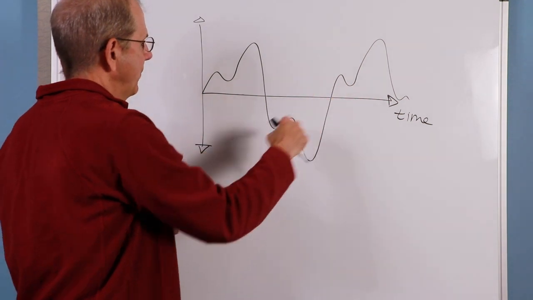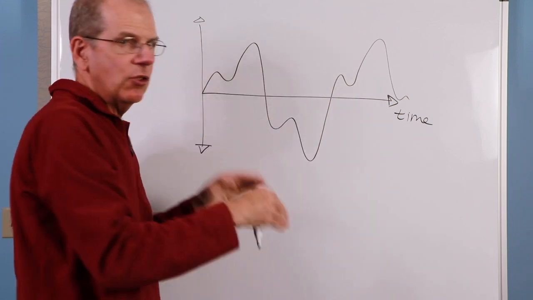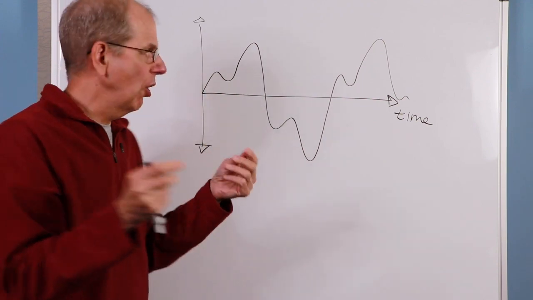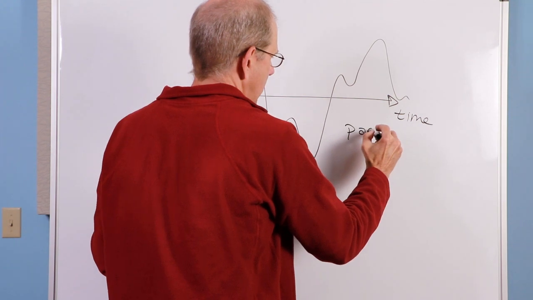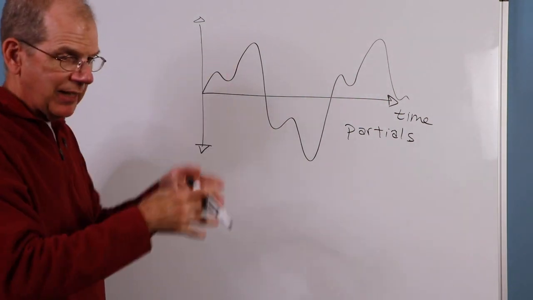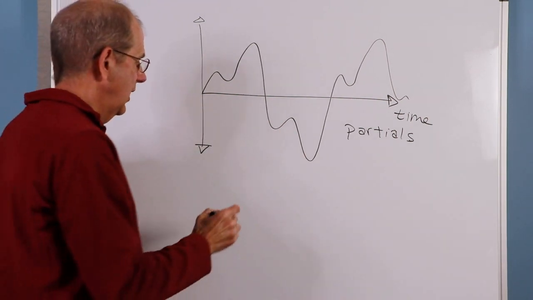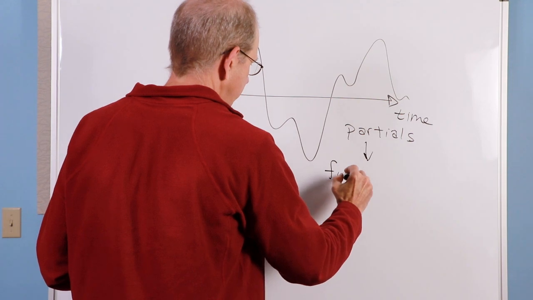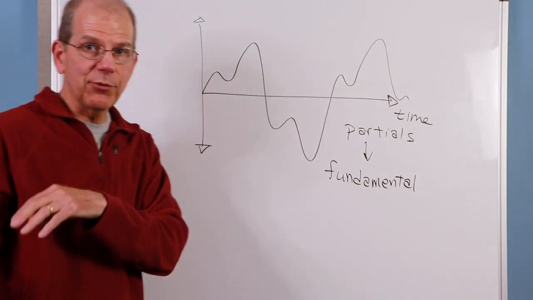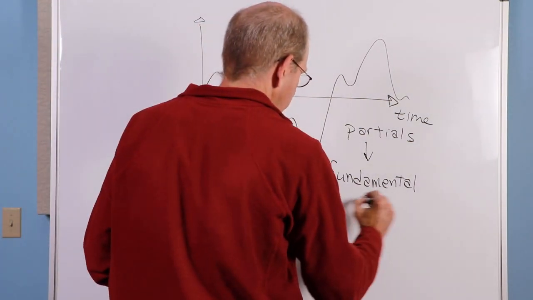Now, it might be hard to imagine, but this wave that repeats can actually be broken down into a whole bunch of sine waves. All of those pieces are called partials. Typically, the lowest frequency in this group of partials is called the fundamental. And everybody else is referred to as an overtone. It's a frequency that's above the fundamental. So it's the fundamental plus overtones.